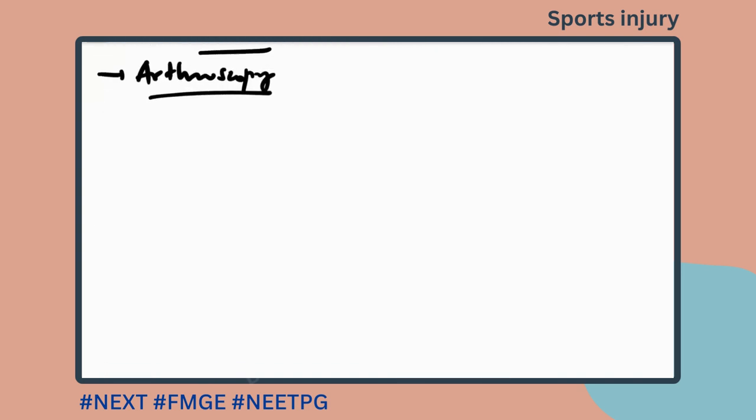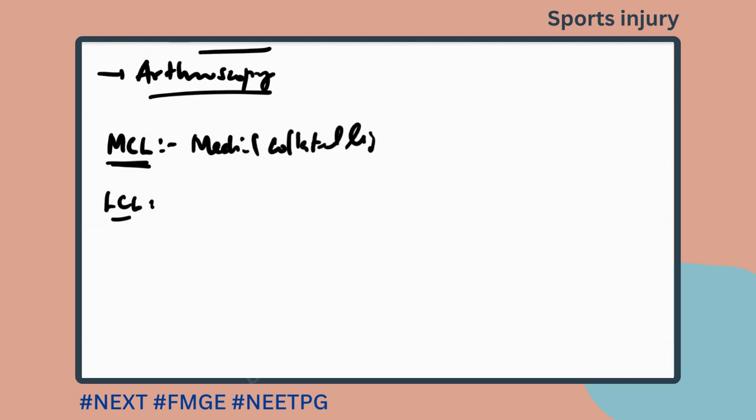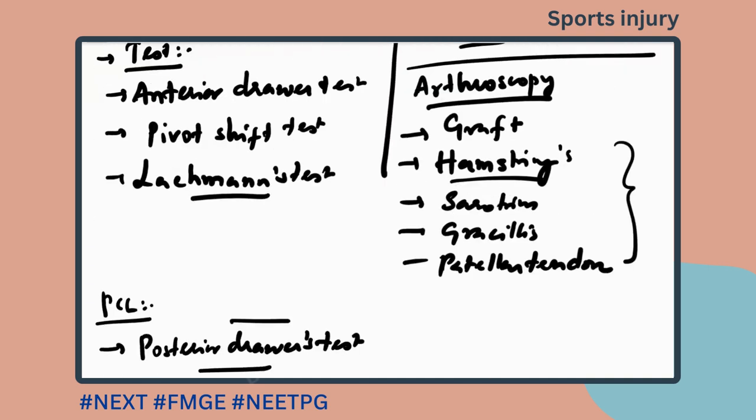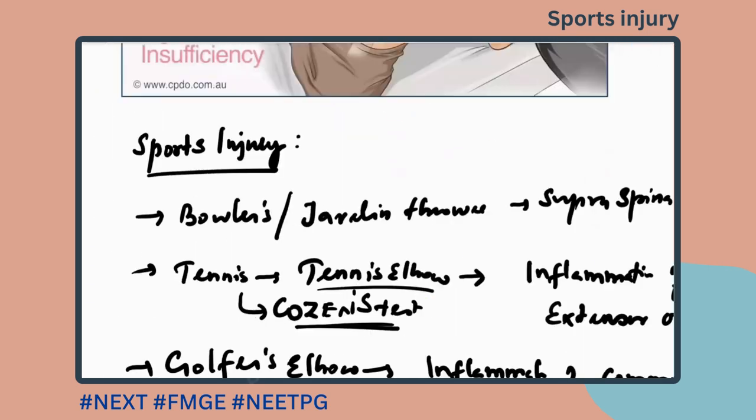The last two ligaments noteworthy here are the MCL and LCL. Of these, the MCL, medial collateral ligament, is the most common injury. How do you diagnose a medial collateral ligament injury? By giving a stress on the lateral side, which is called the valgus stress test. If you see this picture, you can easily get what a valgus stress test is.